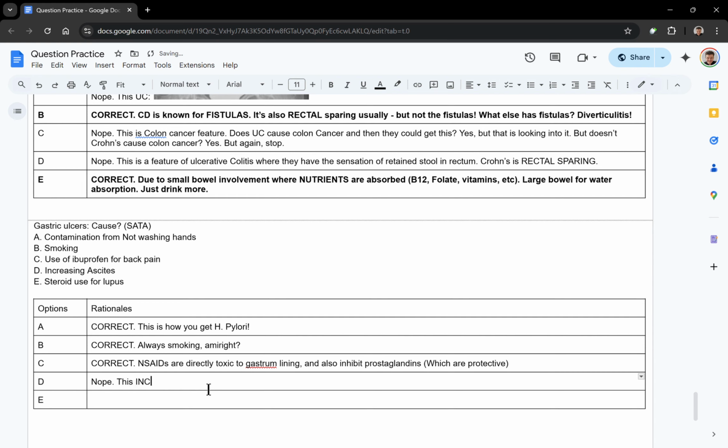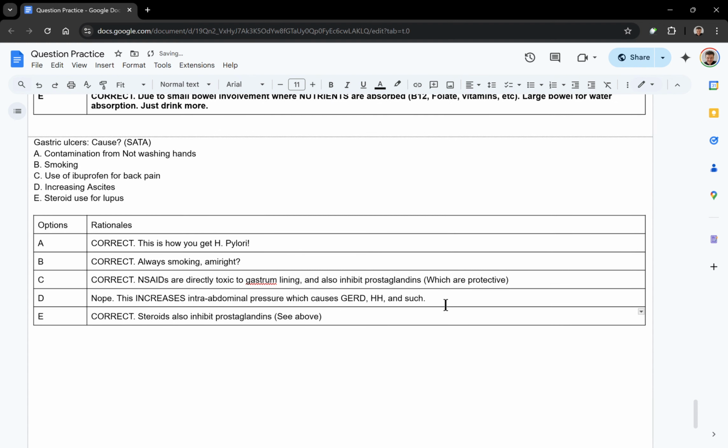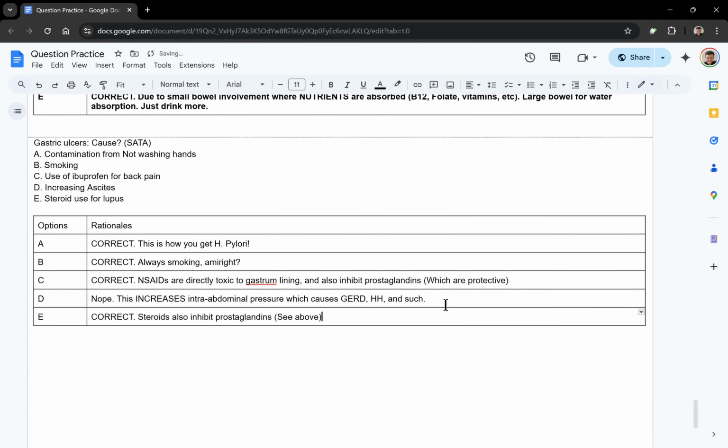This increases intra-abdominal pressure, which causes GERD, hiatal hernia and such. Okay, that's not related to this. And then steroid use for lupus. That's correct, right? Why? See above. Okay, so those are the gastric ulcer causes, right?